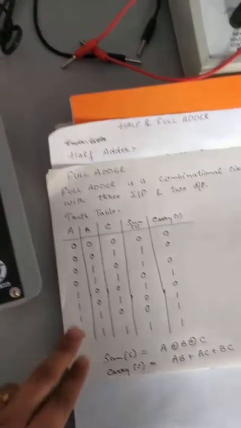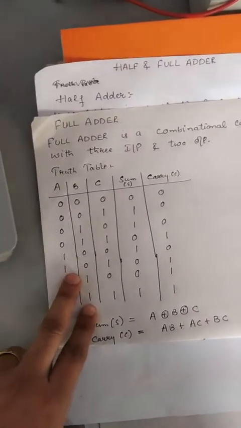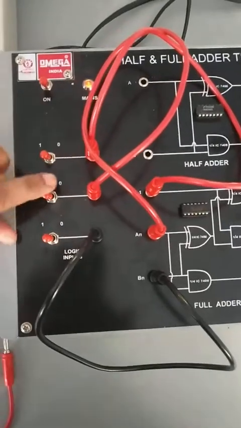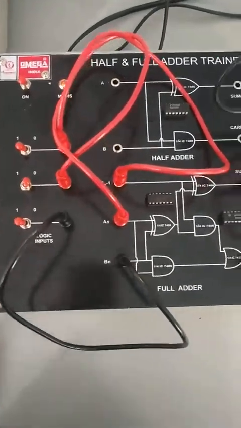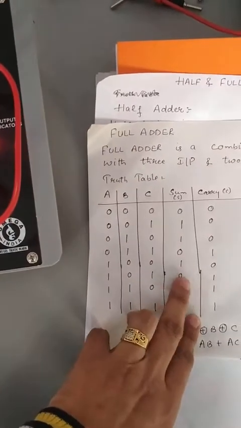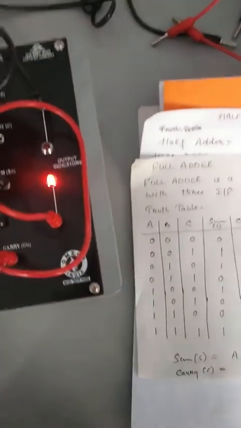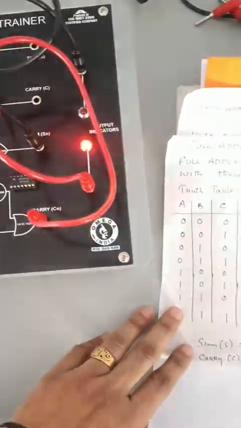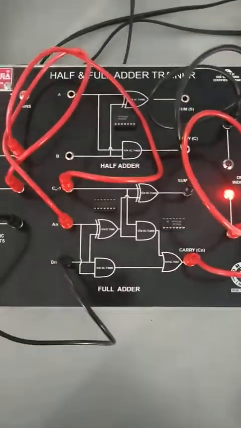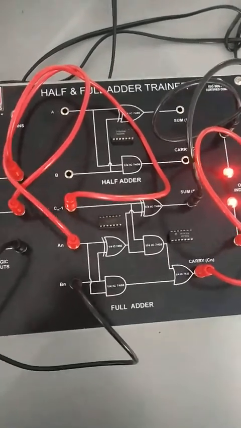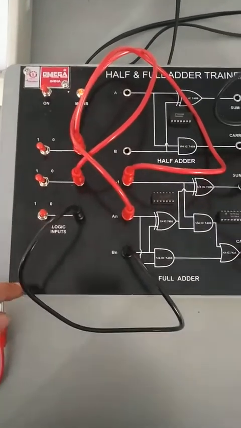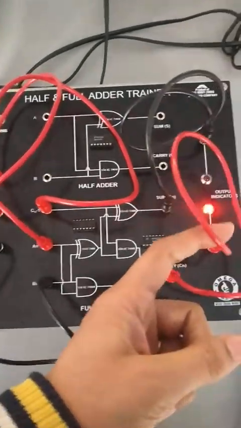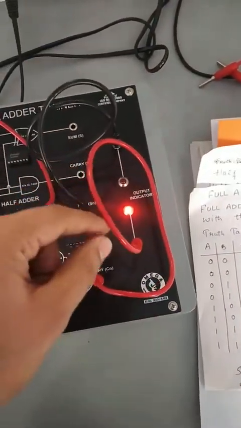Then the next combination will be 1 0 and 1. Just make it 1 0 and 1. At that time the sum will be 0 and carry will be 1. Then the next combination is 1 1 0. Just make it 1 1 and 0. From this you can see that the sum will be 0 and carry will be 1.